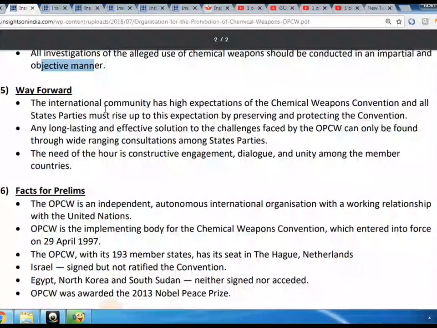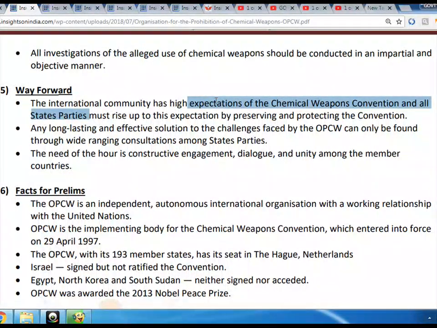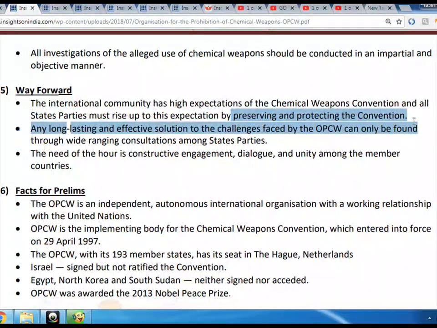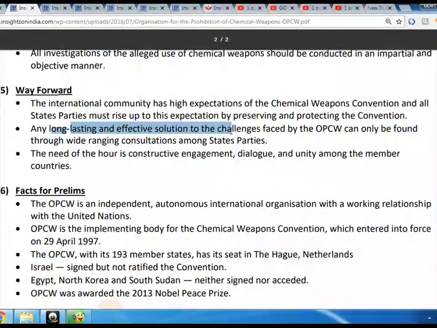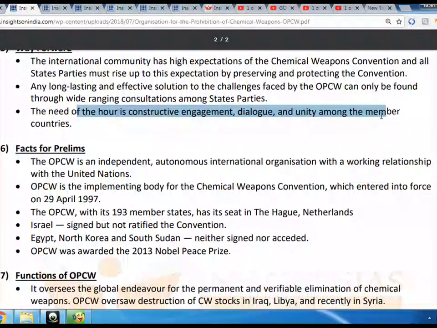5. Way forward. The international community has high expectations of the Chemical Weapons Convention and all states parties must rise up to this expectation by preserving and protecting the convention. Any long-lasting and effective solution to the challenges faced by the OPCW can only be found through wide-ranging consultations among states parties. The need of the hour is constructive engagement, dialogue, and unity among the member countries.